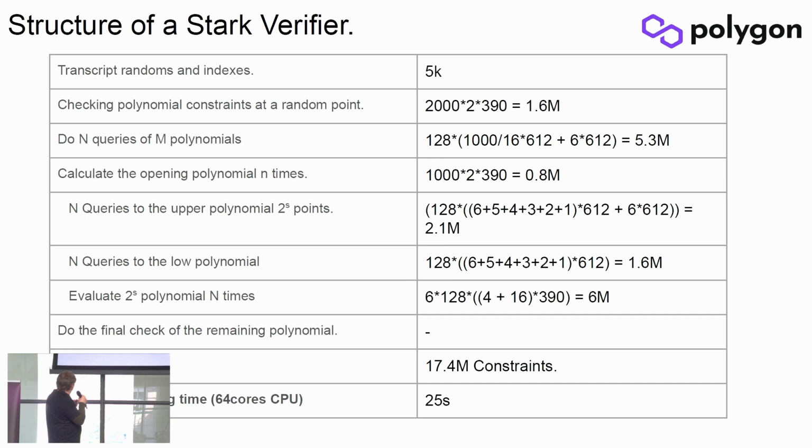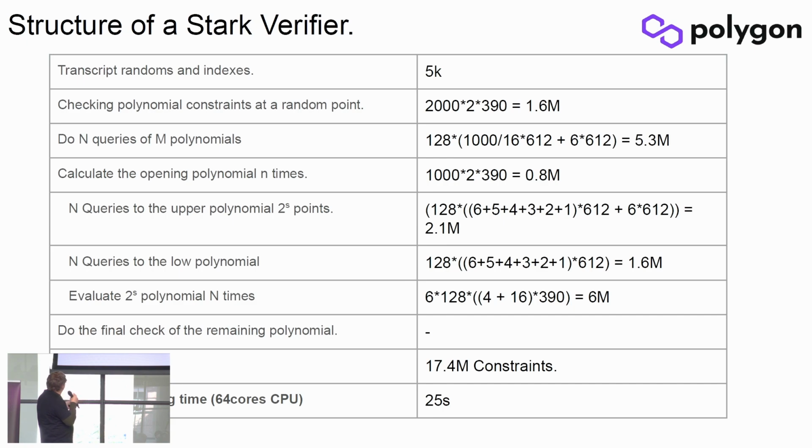These are hash functions. These queries are also hash functions for the upper polynomial, the bottom polynomial on that side. Here we have an extra cost because if we need 16 points, we need to hash these 16 points all together. And at the end, here is the part that we need to do cross prime field. That's quite costly. It's 6 million constraints.